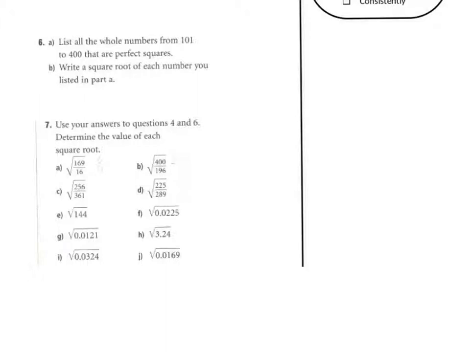Number 6, list all the perfect squares from 101 to 400. So 10 times 10 is 100, so it can't be 10 because that would be 100. The first number would be 11 times 11, which is 121. They want to list the perfect squares. So 12 times 12 is 144, and so on until you get up to 400.